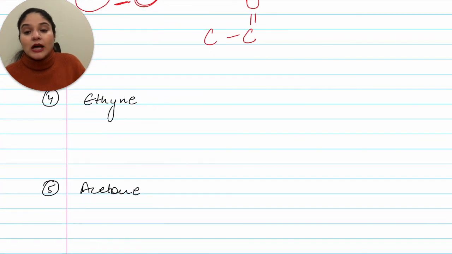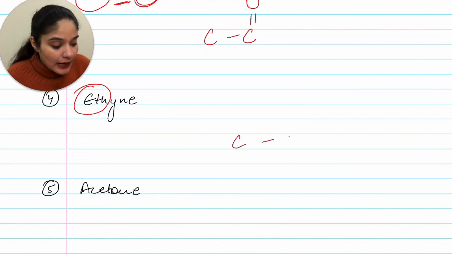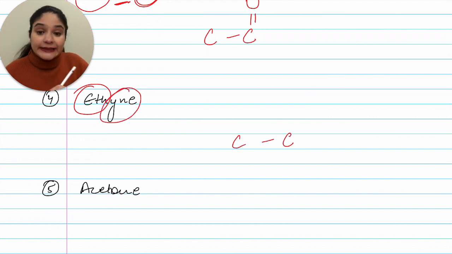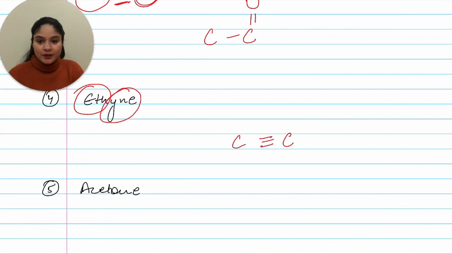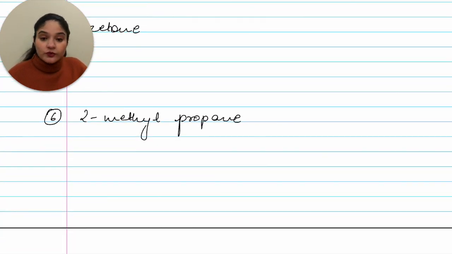Now, ethyne. Eth means 2 carbon atoms, so 1 and a 2. Yne means triple bond. So, triple bond. Now, you have acetone. Ketones are not in the syllabus. This is wrong, so you don't have that.